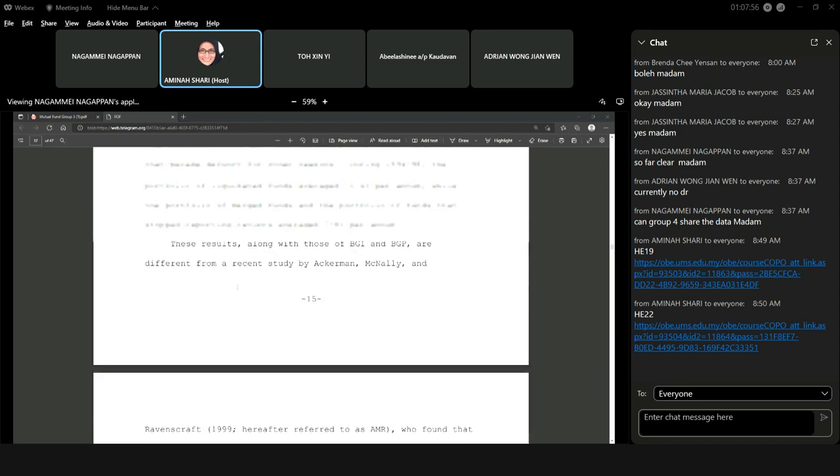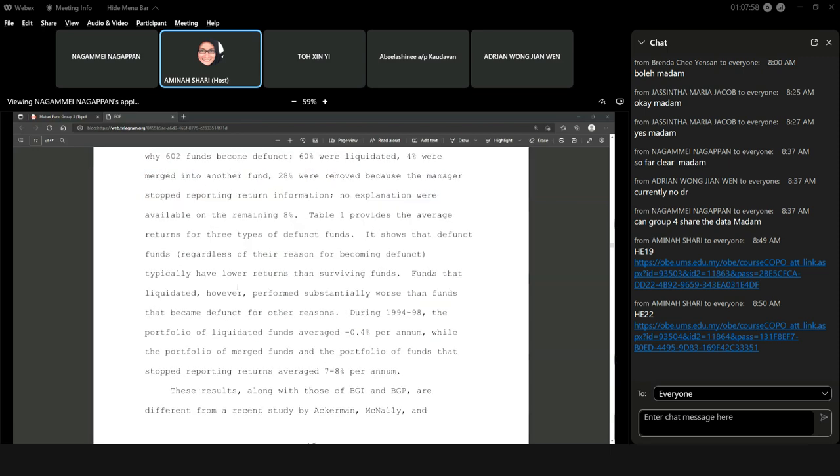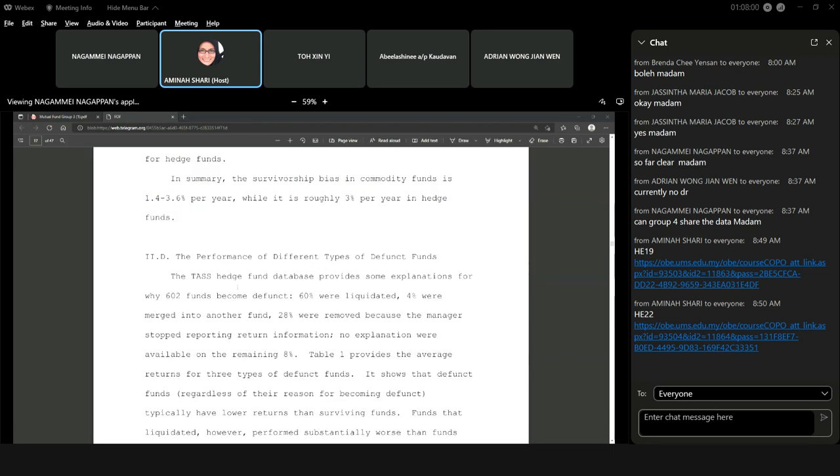Okay, cuba you cari lagi artikel yang related dengan you punya topik, hedge fund dan lagi satu apa tadi? Hedge fund dengan commodity fund. Okay, ada banyak artikel yang buat research pasal ni. So you need to find out lah. Okay, madam. Kena cari and then tengok dekat metodologi. Okay, ada berapa total fund untuk hedge fund, ada berapa total fund untuk commodity fund. Okay, madam.